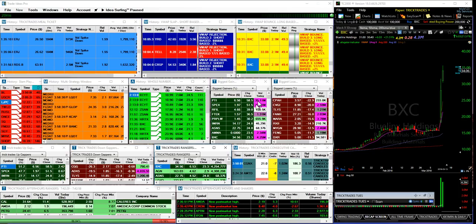It's amazing. This works really well. And then obviously the two biggest gainers, biggest losers. No scanning package is complete without them. So there's those. So let's get into how to use Meal Ticket.